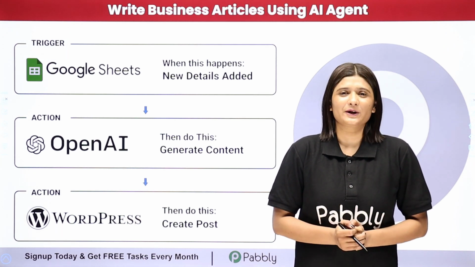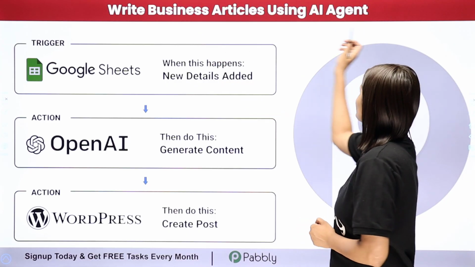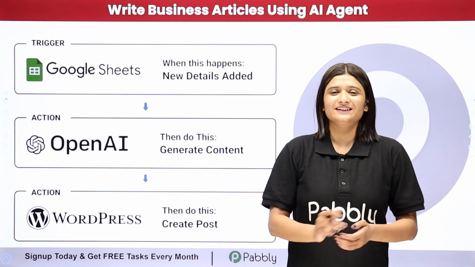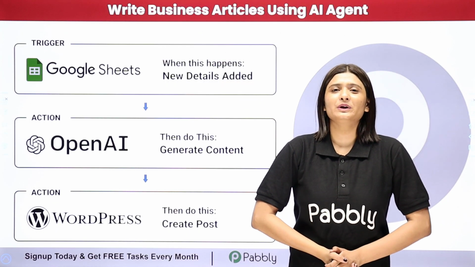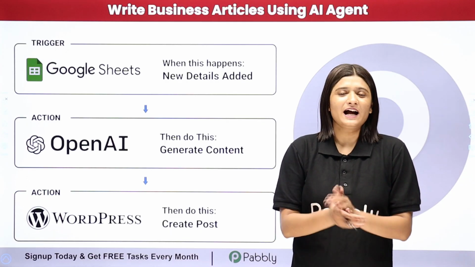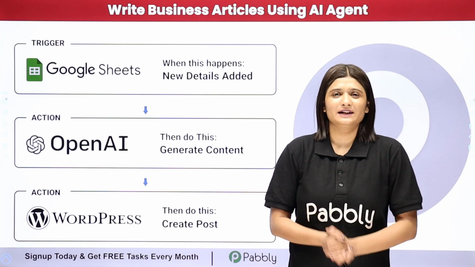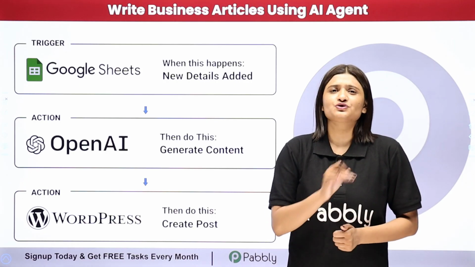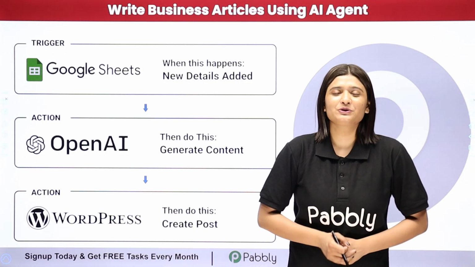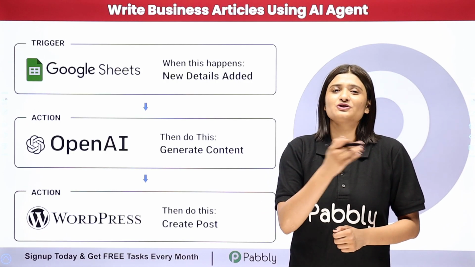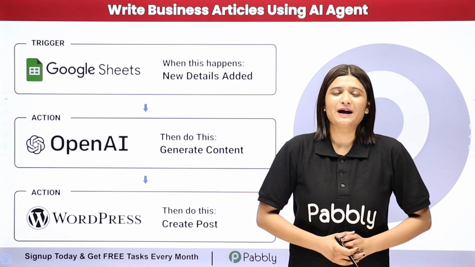In this video, we are going to learn how to write business articles using AI agent. So let's suppose I'm a blogger and I want to improve my online presence. For that, I regularly want to post on WordPress. Doing this manually will consume a lot of time, so I'm completely going to automate this process, and to do this automation, I'm going to use Pabbly Connect.